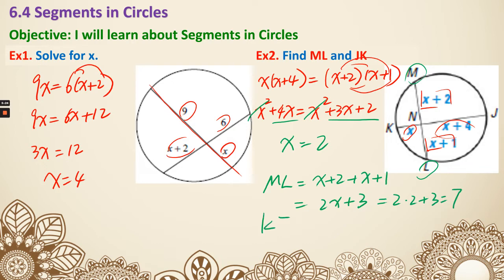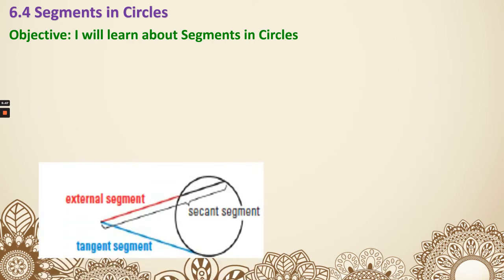JK. And I forgot to mention, by the way, in your notes I did have a typo, so make sure you change it into ML. It's not MJ. So here, JK is going to be the x and the x plus 4. That's together 2x plus 4. Plug in the 2. 2 times 2 plus 4. So JK is going to be an 8. That is example 2. Moving on.